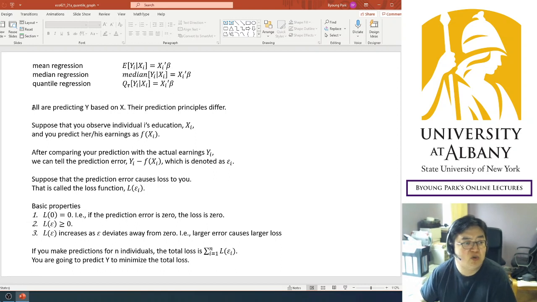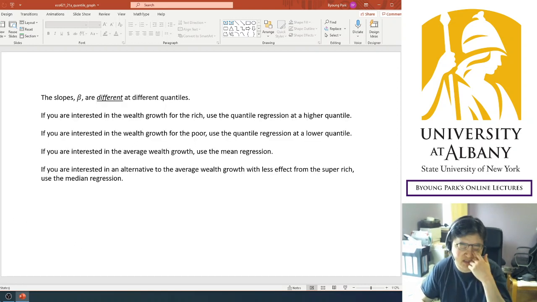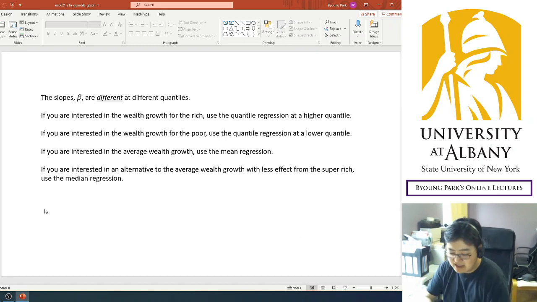And I think I will stop here. So this is a different story. I explained the motivation why we need to consider quantile regression. It is really useful. You can extract a lot more information from quantile regression than from mean regression.